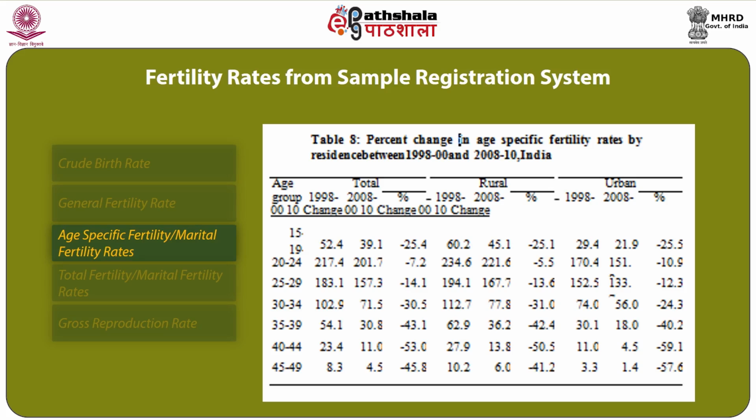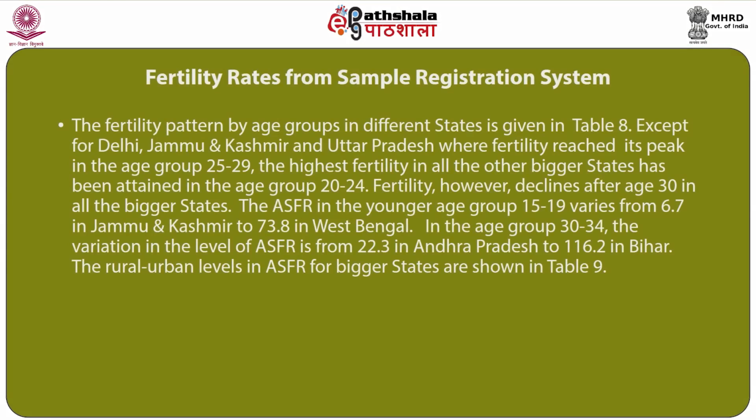The next table refers to the percentage change in the age-specific fertility rates by residence between 1998 to 2000 and 2008 to 2010, for all India, across the same age groups. When we refer to rural-urban differences, the change is very clear: how rural and urban areas have experienced the age-specific fertility rates, and how the differences across age groups vary between rural and urban. So, this is one important thing which we need to notice.